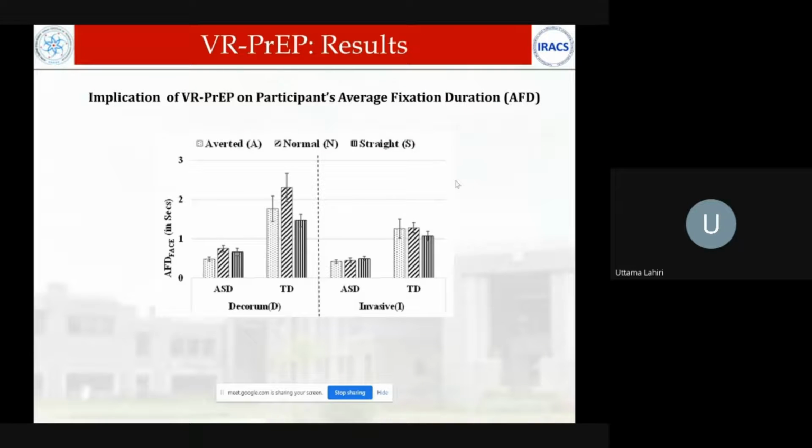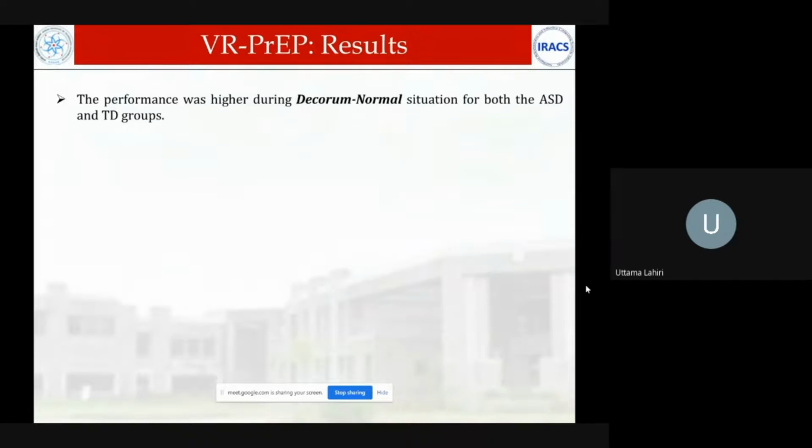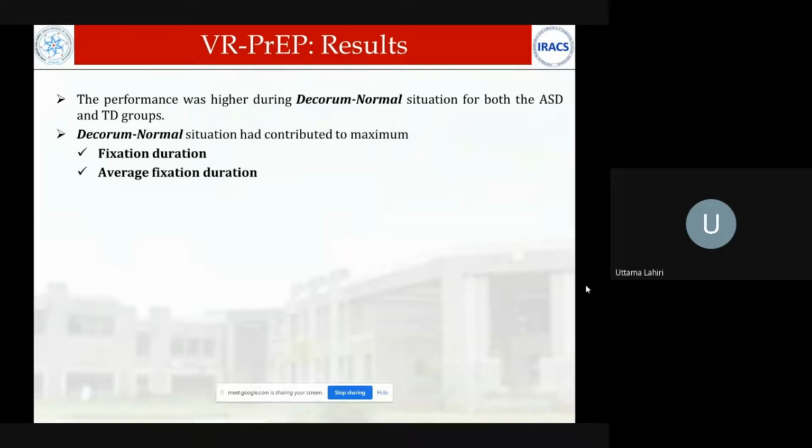Similarly, we could see the average fixation duration, which is again for the decorum normal, the child with autism was looking more towards, and on average, more towards the face. Same also for the typically developing children. So again, the decorum normal combination was working better for both the ASD and the TD groups. So we could see that the performance was higher during decorum normal situation for both the ASD and the typically developing groups. And this decorum normal situation was contributing maximum of fixation duration towards the face region, average fixation duration towards the face region.